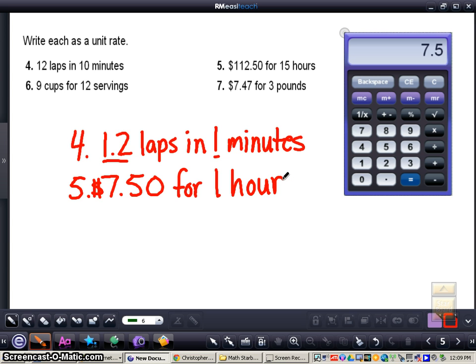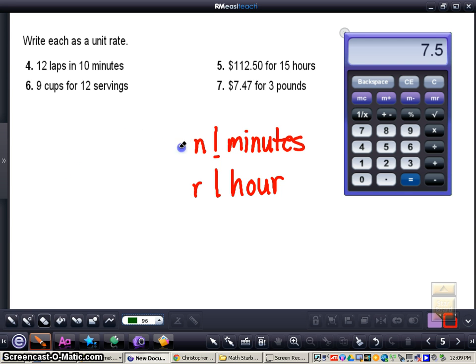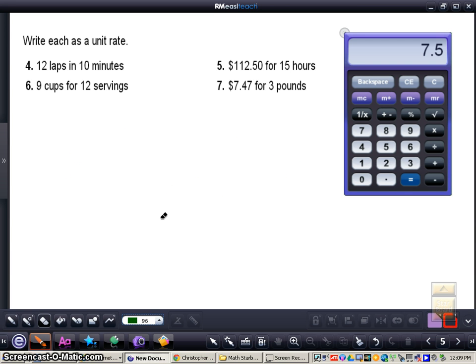Now you can write your unit rate just like I have here, or you can even write it in fraction form. You can write it this way as well. Either way will work. So what I want you to do now is get out your math journal, a calculator, and a pencil, and we'll do number 6 and 7 together. So let's take a look at number 6.